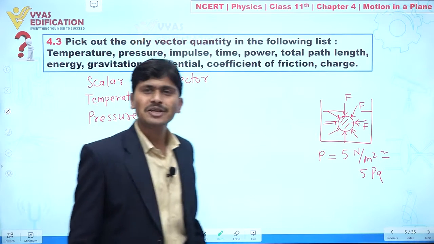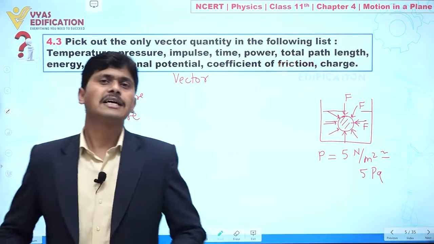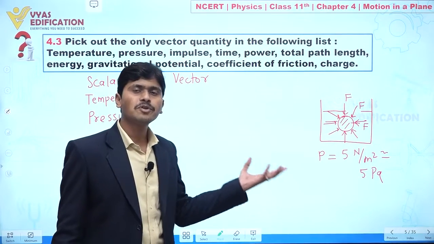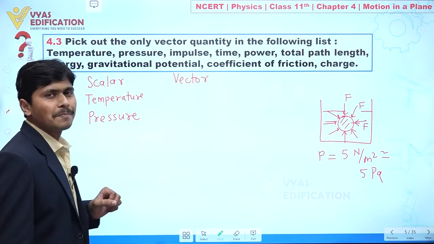Although pressure comes into the category of a tensor. Clear? But tensors you will learn in higher classes. So here you can put pressure as a scalar quantity. Clear? Now if we talk about impulse.